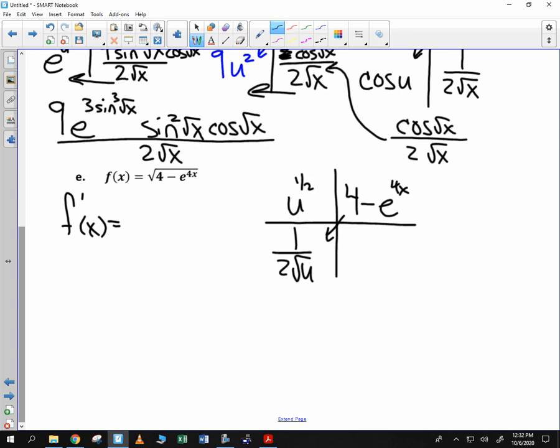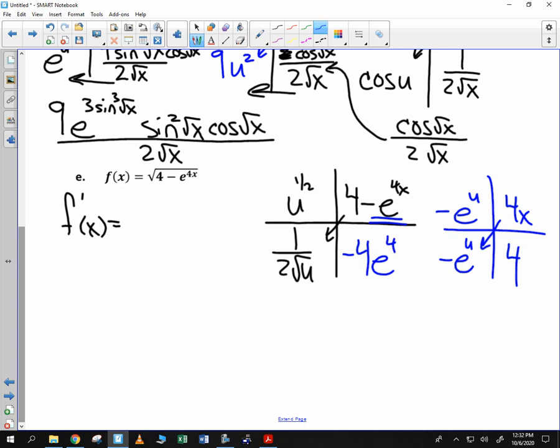But this derivative, the derivative of 4 is 0. And the derivative of negative e to the 4x, well, that requires the chain rule. Negative e to the u and 4x. The derivative of negative e to the u is negative e to the u. Derivative of 4x is 4. So that derivative is negative 4 e to the 4x.